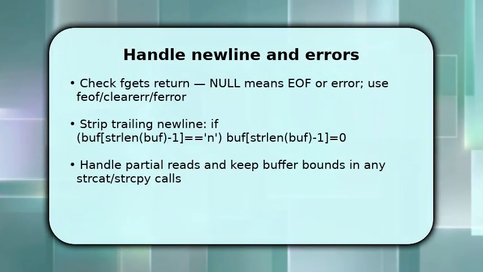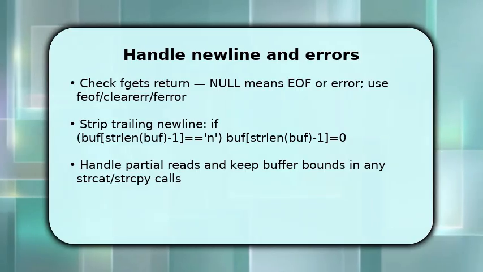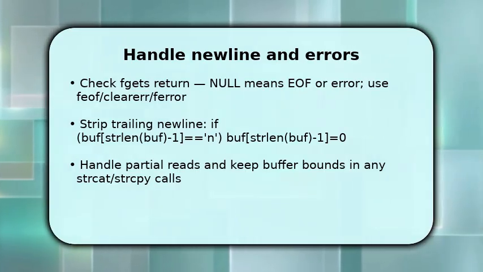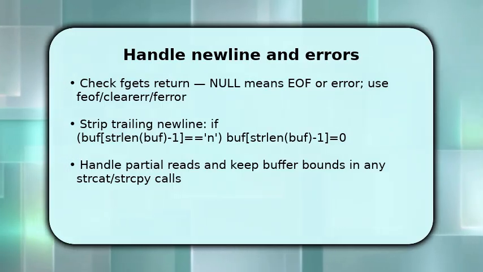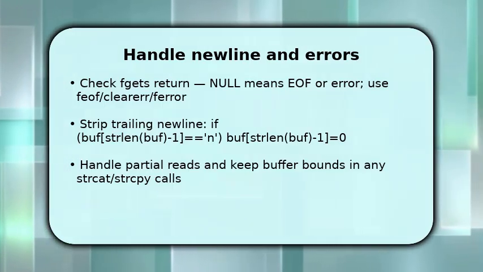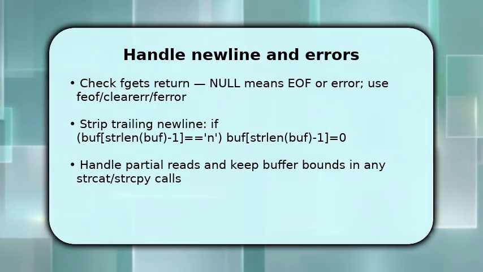Next, you manage what fgets delivered. First, check its return. NULL indicates EOF or error, so inspect feof and ferror to decide recovery. Then, remove the trailing newline. Find the last character and replace \n with \0 when present. This keeps string operations safe.